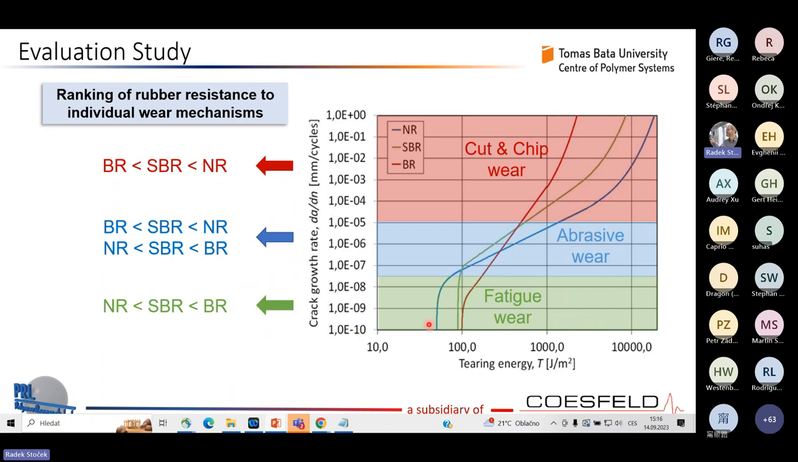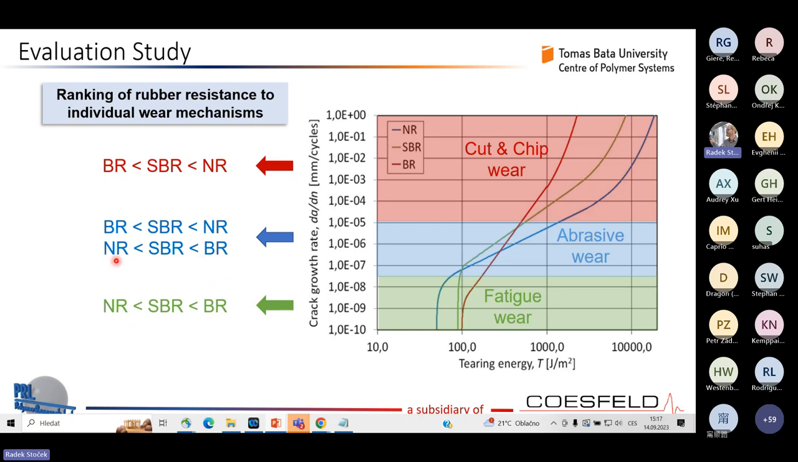Starting from the fatigue wear, we have the lowest resistance for NR, followed by SBR, and the largest resistance is BR. That's exactly because of this ranking: NR has the lowest T0, then SBR, and the largest T0 has the BR material. Then we have the abrasive wear, and it's more complicated because, as you see, we have a lot of crossing points between the behaviors. Therefore, we observe the data only at the beginning of this region and at the end. Firstly, that exactly corresponds with the fatigue wear.